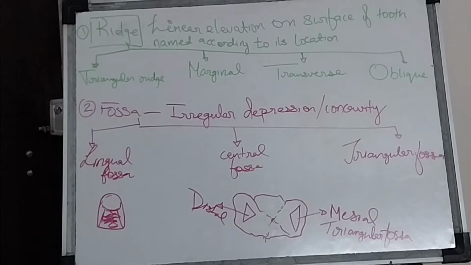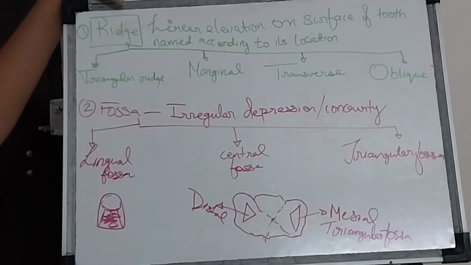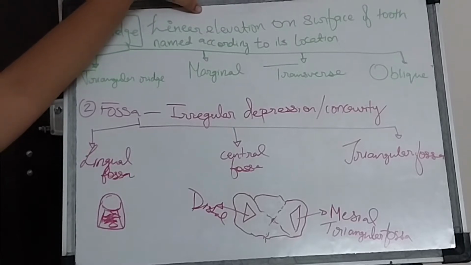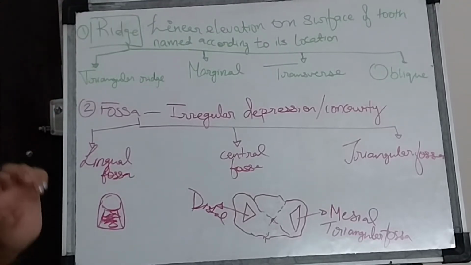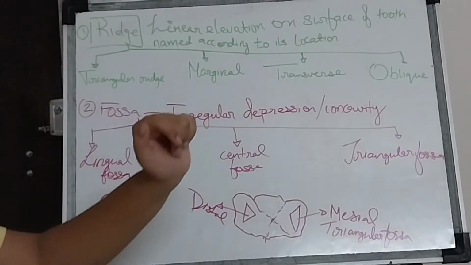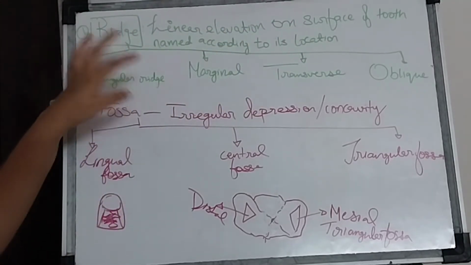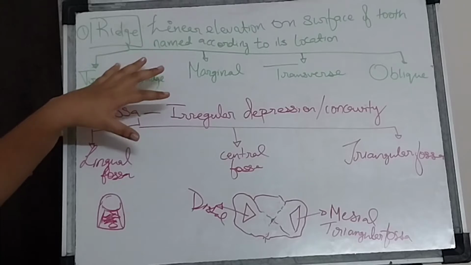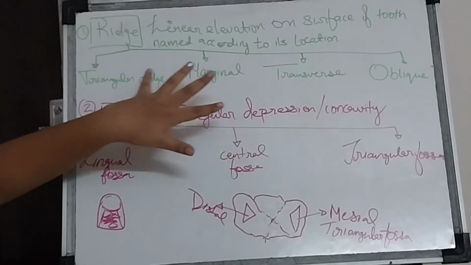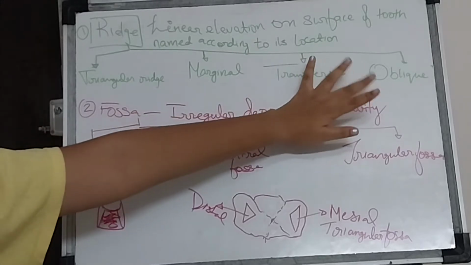So let's begin. First, ridge. Ridge is nothing but a linear elevation on the surface of a tooth, and ridges are named according to their locations, like marginal, that is also a location, and triangular ridge. There are four types: triangular ridge, marginal, transverse, and oblique.